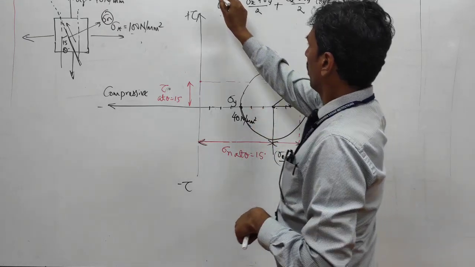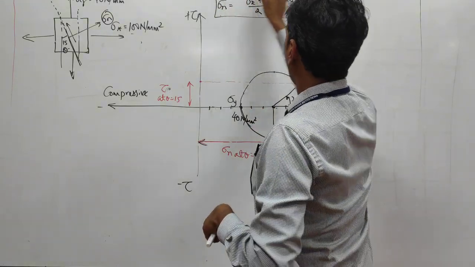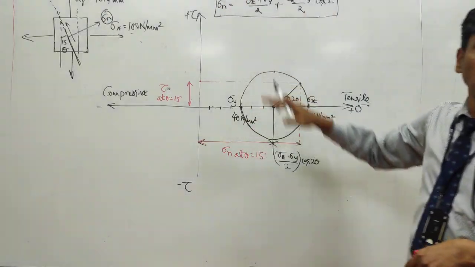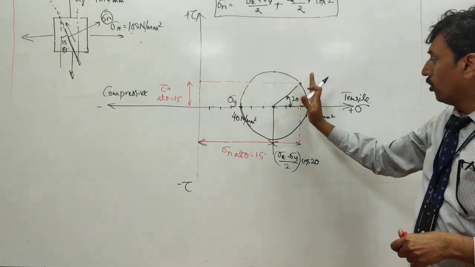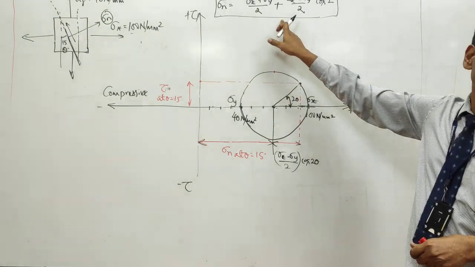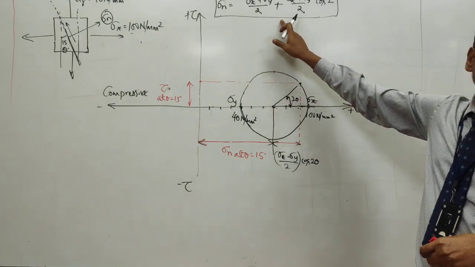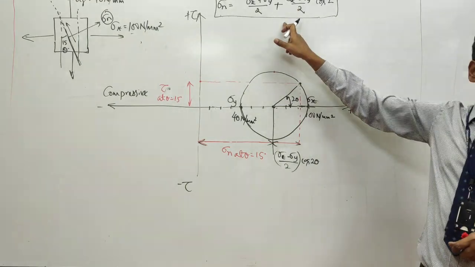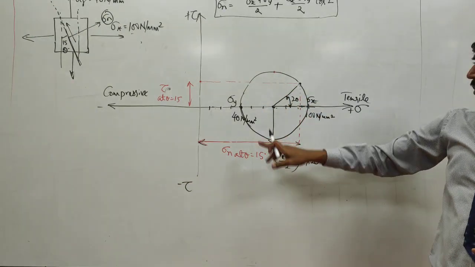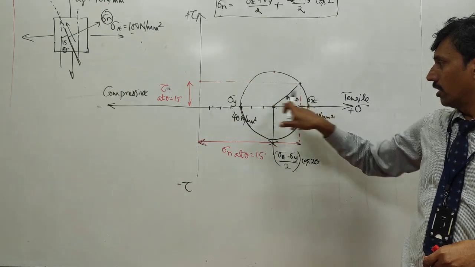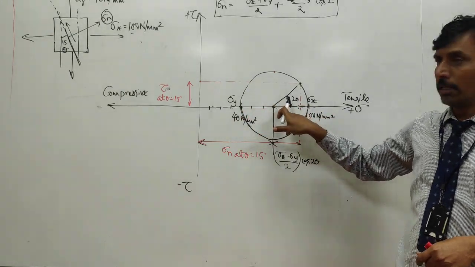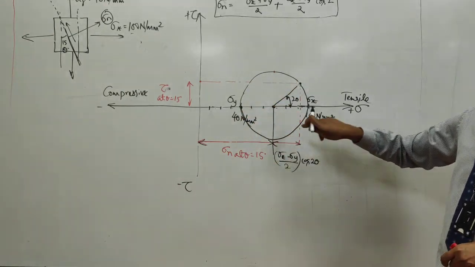So here, without using this graphical method, the Mohr circle method, you can directly use this equation. Find out the normal stress by using this equation. If you don't want to use this equation, if you want to use Mohr circle, then you have to draw this diagram. Locate sigma x, sigma y, locate the midpoint, draw a circle.